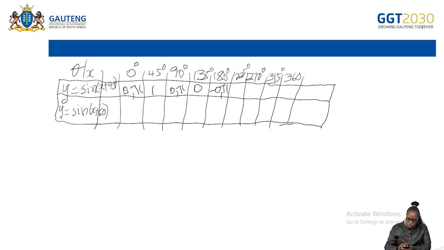When it is 225, it gives me negative 1. Can you see? It has dropped to negative 1. When it is 270, it goes back to negative 0.71 again. It's going up. And I'm at 315. When it is 315, it gives me 0. Can you see it's going up again? And when I'm at 360, my value is going to be 0.71, going to where it has started.